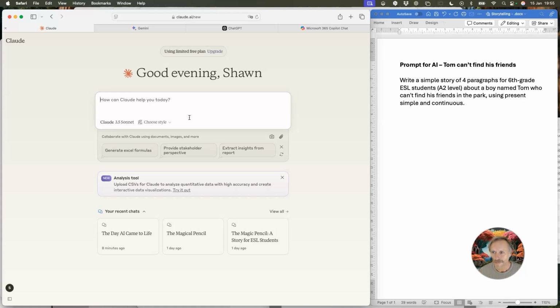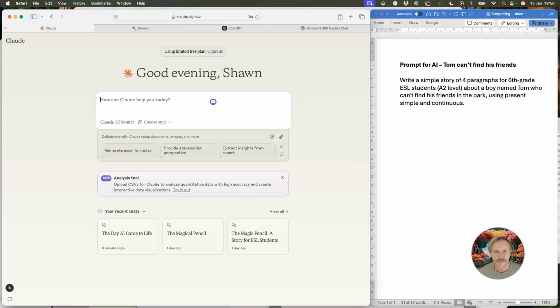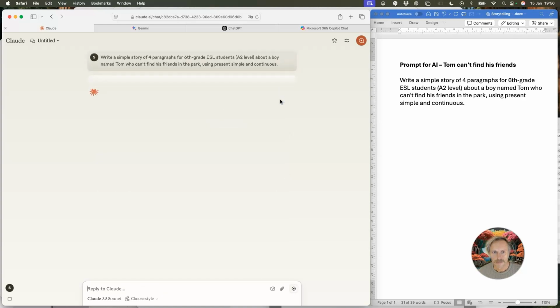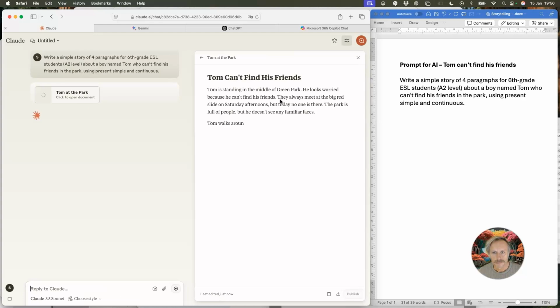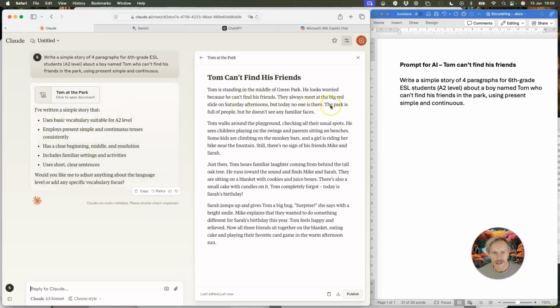So I've got a prompt here that I've written, and it says, write a simple story of 4 paragraphs for 6th grade ESL students, A2 level, about a boy named Tom who can't find his friends in the park, using present simple and continuous. So let's put that in there. And it's going to write the story right in front of your eyes. Okay, he's going around, he's looking for his friends. He doesn't see his friends, he sees other people, but not his friends. He goes around here and there.